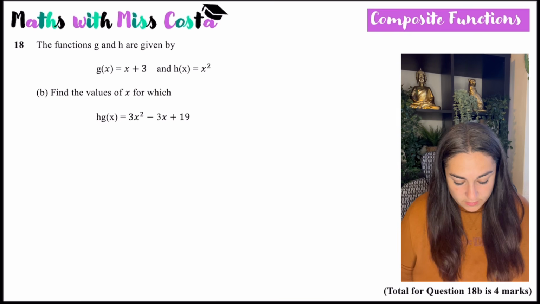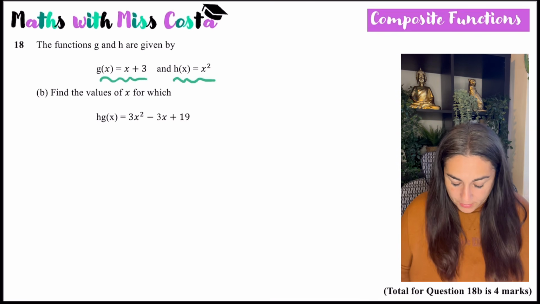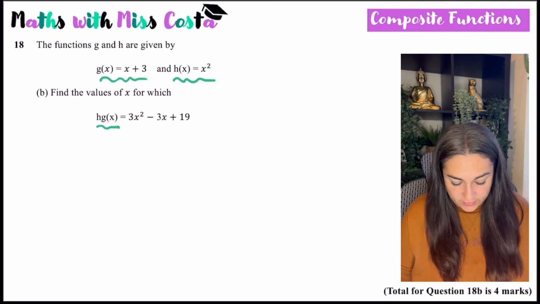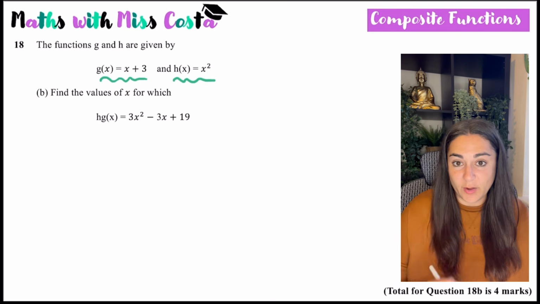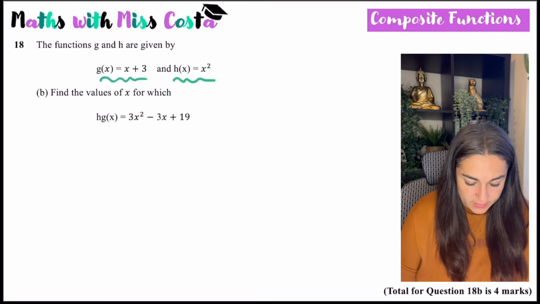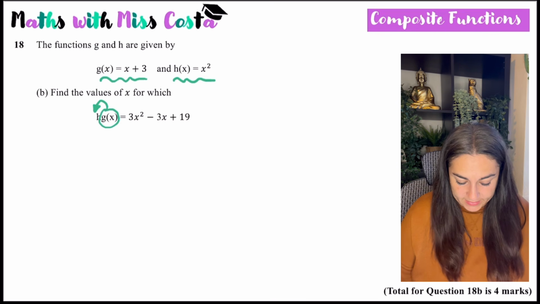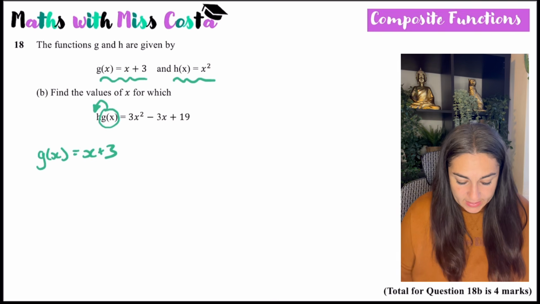Now here we've got some composite functions, so that's where you're putting a function into a function. I'm told that g of x is x plus 3 and h of x is x squared. Now I'm asked to find the values of x for which hg of x equals this. So the first thing with composite functions is you start from the inside out. So I'm going to start from g of x.